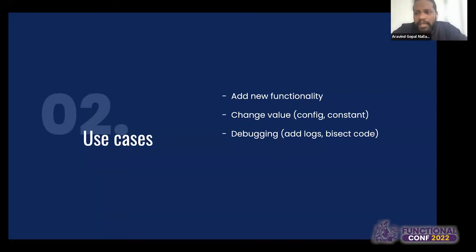Considering the main use cases, when we are working on any project, some of the major use cases would be adding a new functionality, which is adding new functions in a functional programming language. The second would be changing some values, where you want to try building with different values in the UI, different environment variables, or some constants you want to switch to. Something else would be debugging, where you want to add some logs or comment out some code to make sure which part of the code is taking more time, for perf analysis, or even understanding where a bug was introduced.